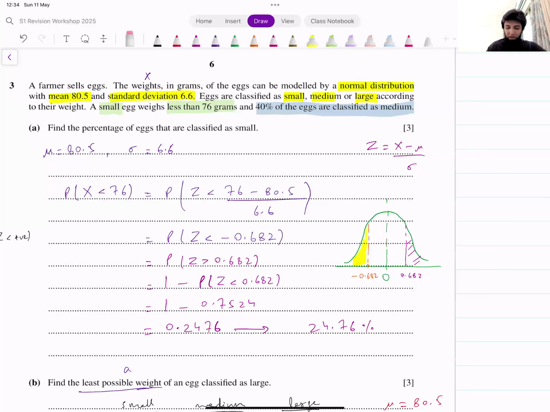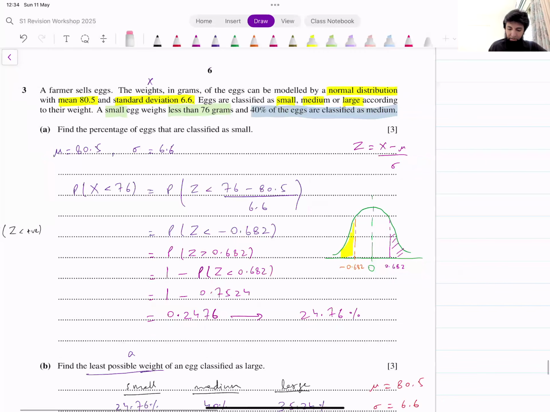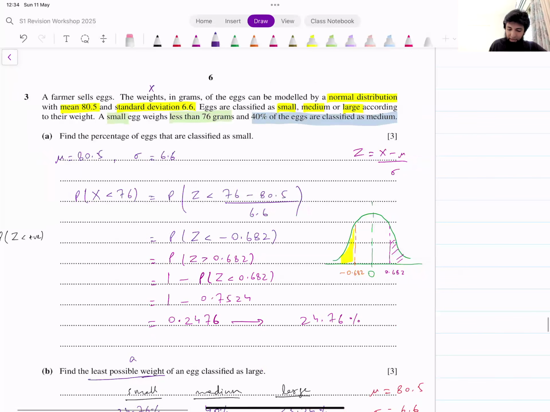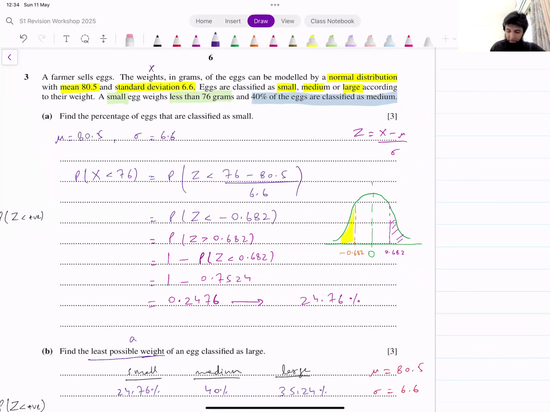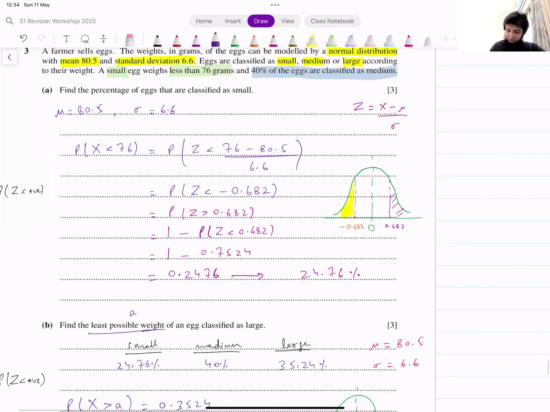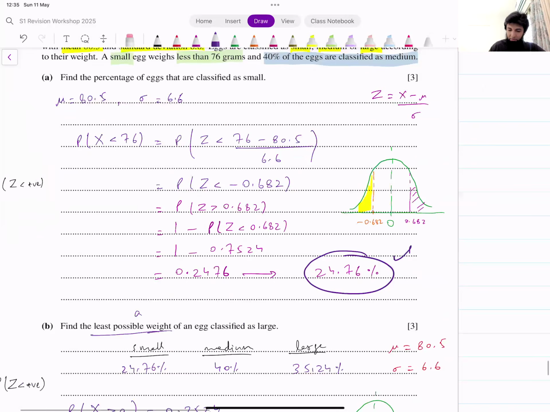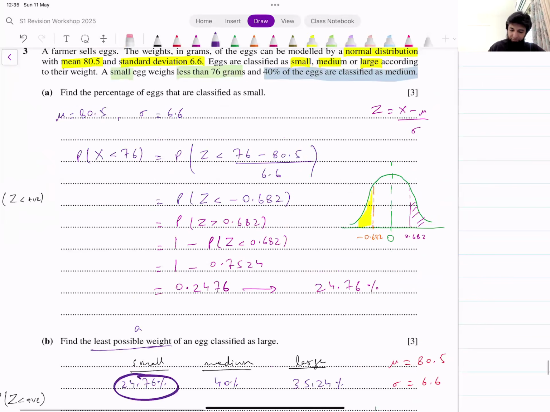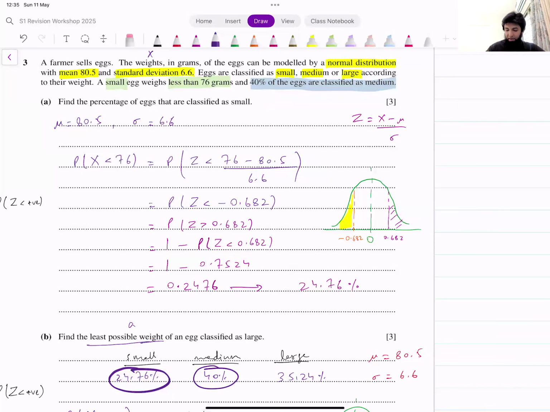Now, the first part is pretty straightforward. We are given that a small egg weighs less than 76. Just find the probability for that. Now, the second part says, find the least possible weight of an egg classified as large. In the first part, what we have found is that 24.76% of the eggs are small. They have told us in the question that 40% are medium. So from that, we can figure out how many are large. 100% minus these other values will give you the probability of an egg being large. And that turns out to be 35.24%.